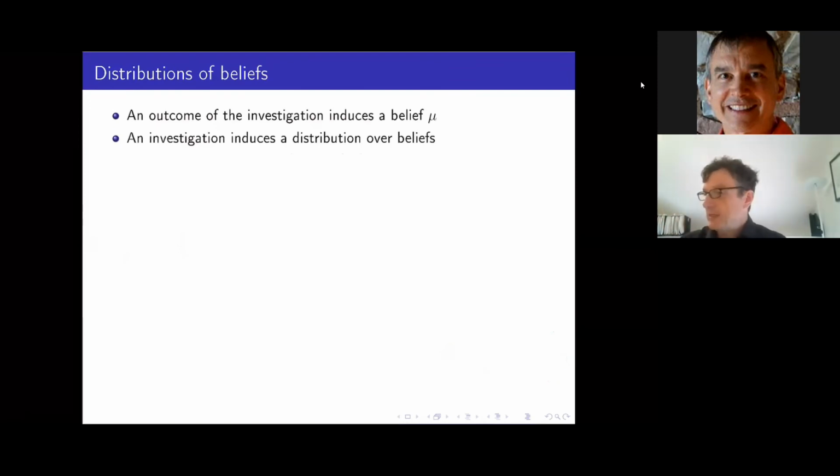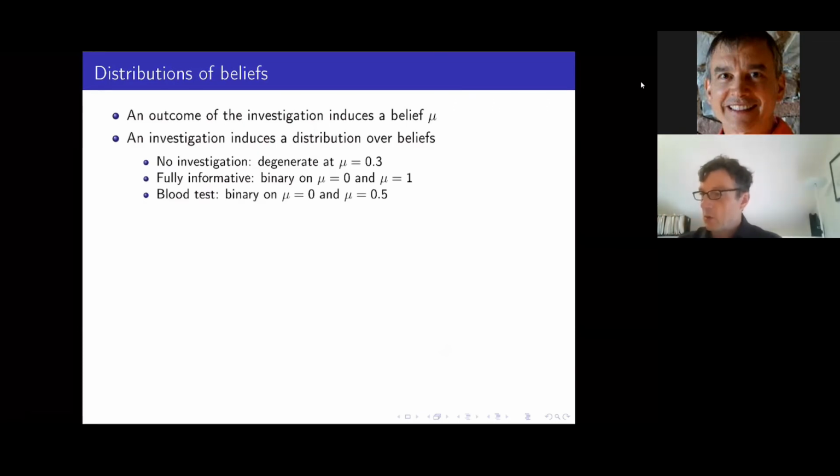An outcome of the investigation induces a belief mu. Okay. That's how we thought about the investigation. That's how we think about the information structure. An investigation induces a distribution of beliefs, right? We are committing ourselves to doing a blood test, but what the outcome of the blood test is then a function of both the quality of the test and the underlying condition of the defendant. That is whether he has blood type A or not. Okay.